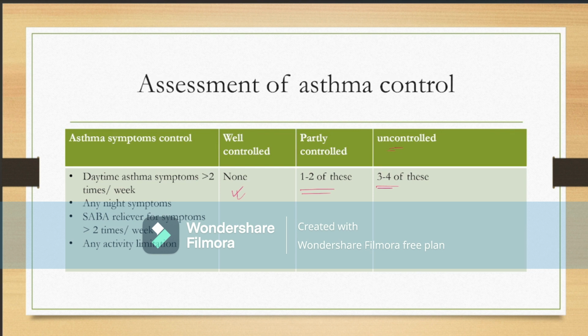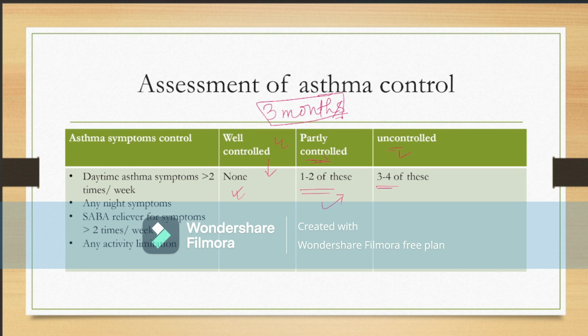So we have to step up the treatment. If the child is well controlled, then we continue the therapy for the next 3 months, and we assess again after 3 months of treatment. If the patient is partly controlled, that means symptoms are controlled but there is the presence of some amount of symptoms, then we step up the treatment to the next stage.